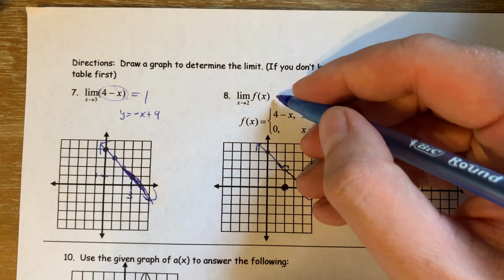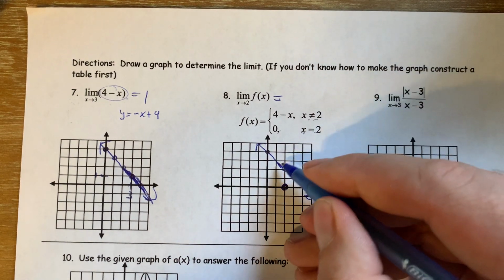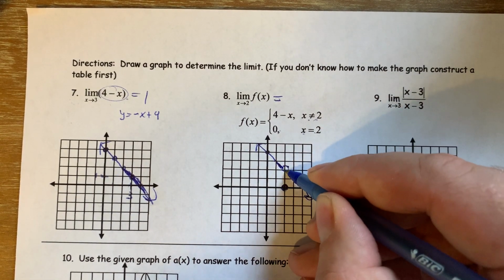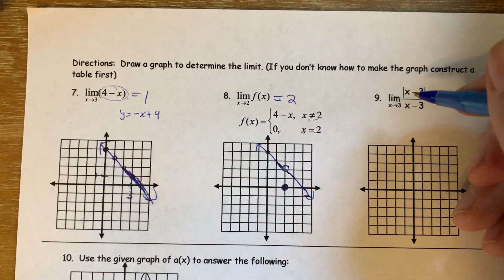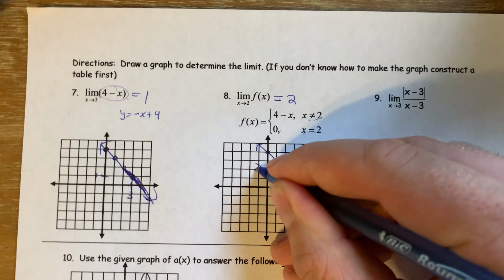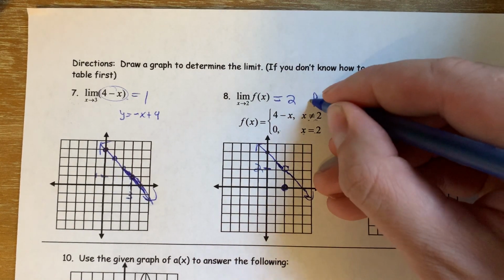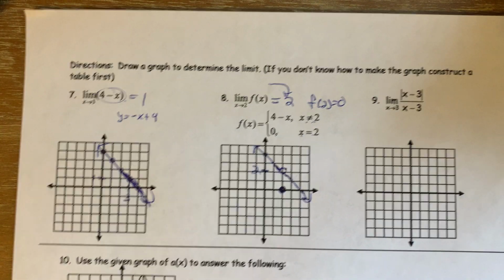And what is this limit? Well, coming in from both the left and the right, as we're getting close to 2, the y values are getting closer and closer and closer to 2. So the y values are approaching 2, not 0. Now, f of 2 equals 0, but the limit is 2.